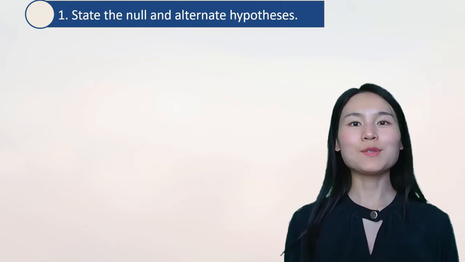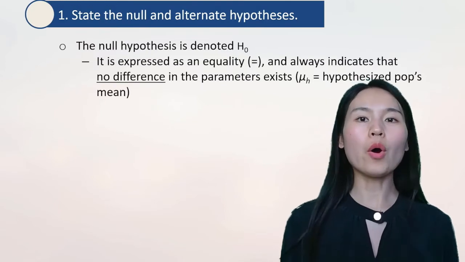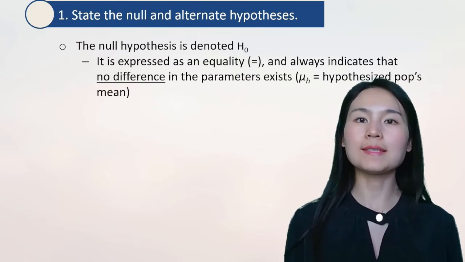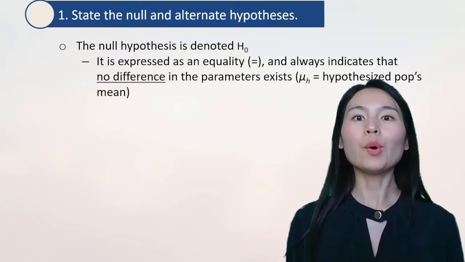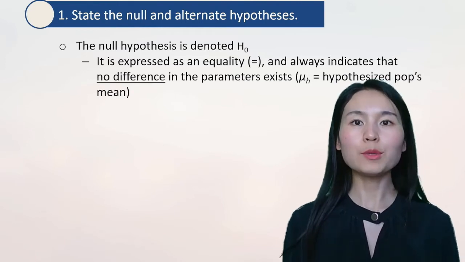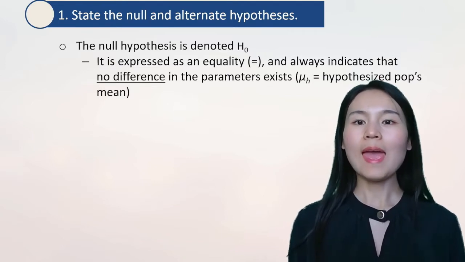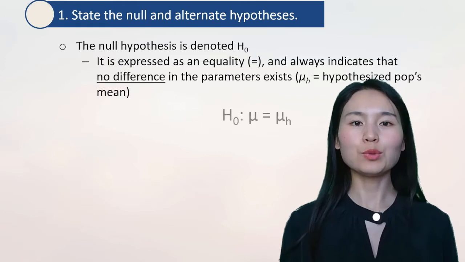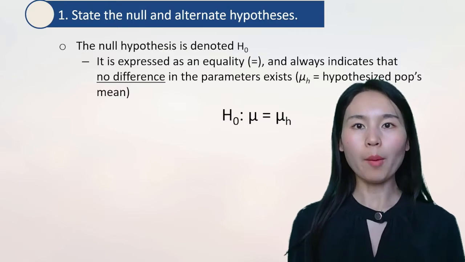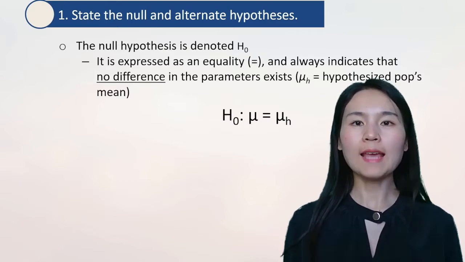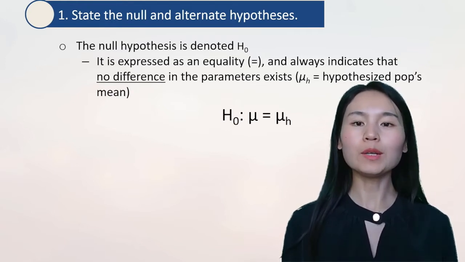The first step is to state the null and alternate hypothesis. In the null hypothesis, we always indicate that no difference exists. And here, we are evaluating the parameter mean. So we are stating that there is no difference between the mean in the population and the mean in the sample. Null hypothesis can be denoted as H0, where mu is the population mean and mu H is the hypothesized population mean. So we write it like mu equals mu H.